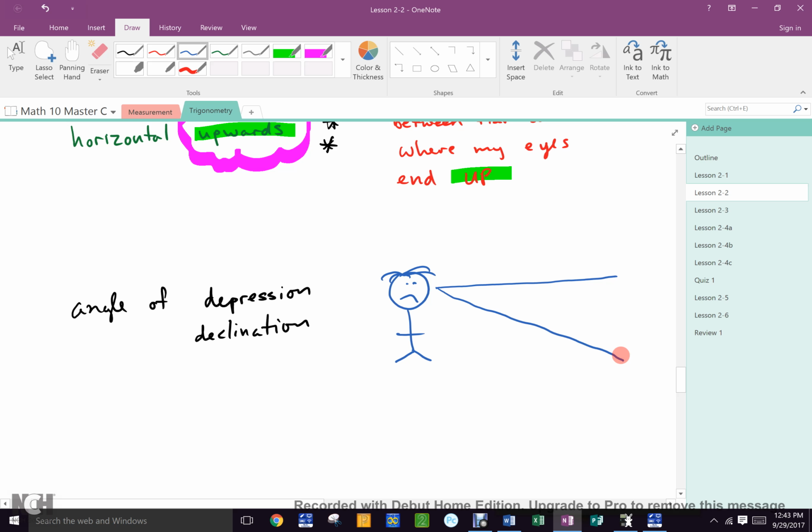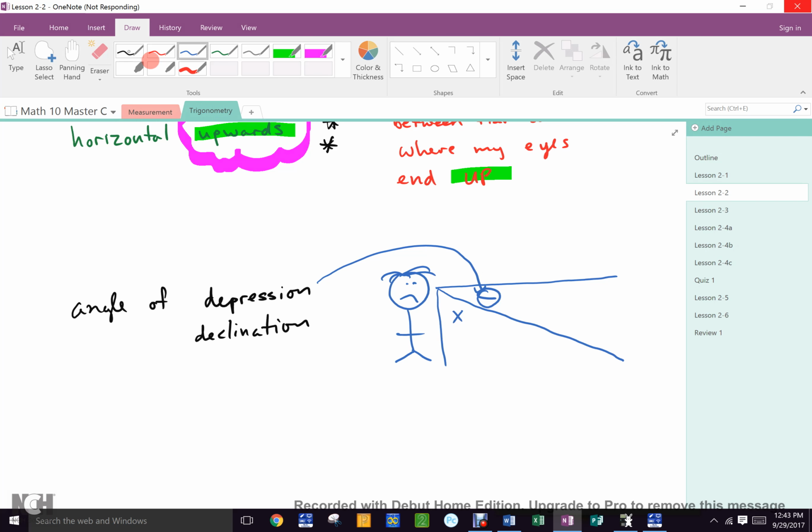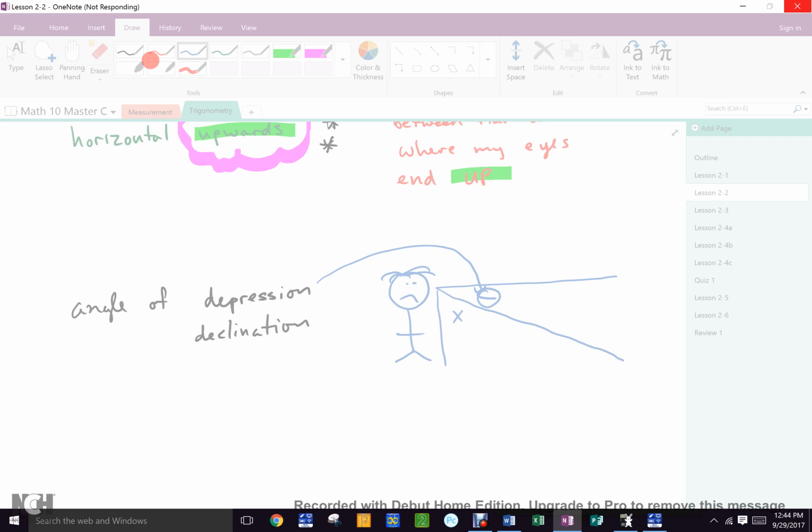Where does the angle start? Flat, where it always starts. Where did it go? Down. So here is my theta. The mistake kids make is they put it in here. That's wrong, because it's where I start to where I end up, looking down. So the angle of depression is from the horizontal to what direction? Downwards. Wake up, you piece.